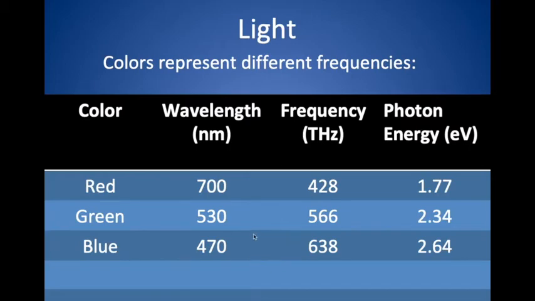Okay, so different colors of light just represent different frequencies. So red light has wavelength around 700 nanometers, frequency 428 terahertz. So that's tera is 10 to the 12th. So 4 times 10 to the 14th hertz. And light comes in packets that are called photons, and these are the energies of each photon. So anyway, the range is really fairly small, from 470 nanometers to 700 nanometers.